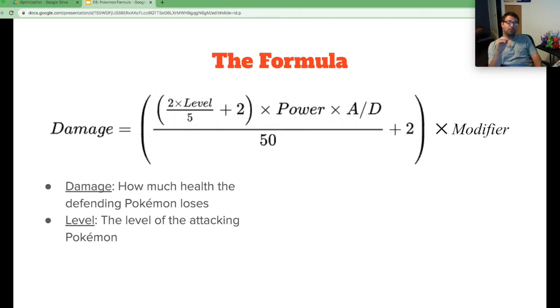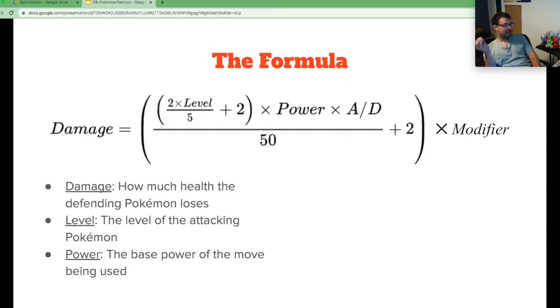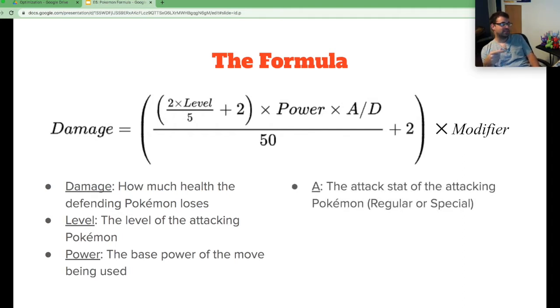Level is the level of the attacking Pokemon. Power is the base power of the move being used. A represents the attack stat of the attacking Pokemon. This is either the regular attack stat if it is a physical attack, or the special attack stat if it is a special attack. I will have a video coming out in a few weeks that will address the difference between those two if you are not familiar with these games.